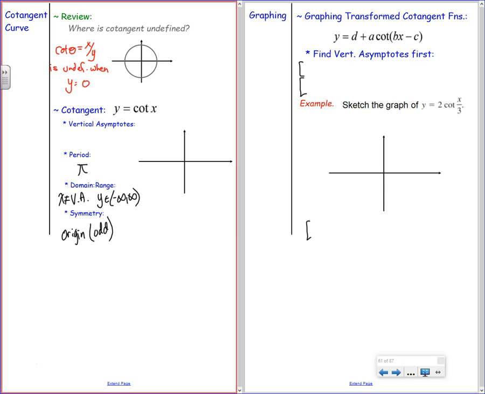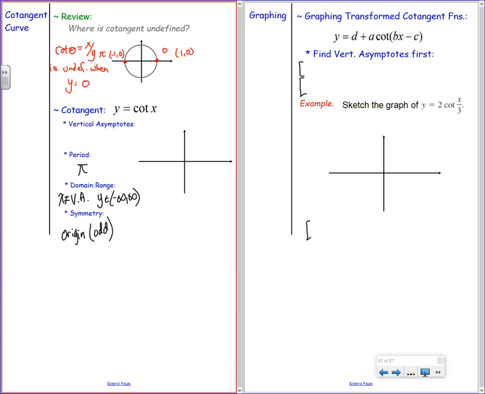When's the y 0? Not at pi over 4, not at pi over 6 or pi over 3. Pi over 2? Wait a minute, look at the circle. The x is 0 and the y is 1. No, we want the y to be 0. When's the y 0? Good, on the x-axis, which happens either at 0, which has the ordered pair of 1, 0, or at 180 degrees, which is pi, with the ordered pair negative 1, 0.